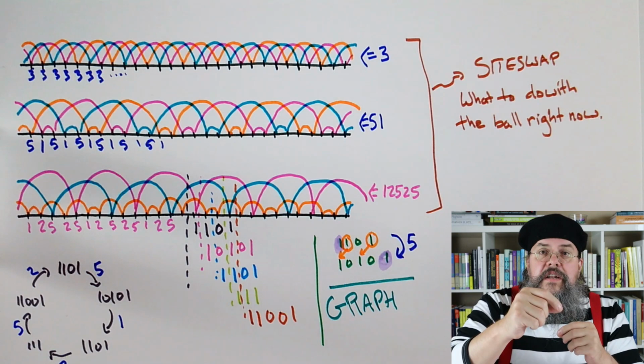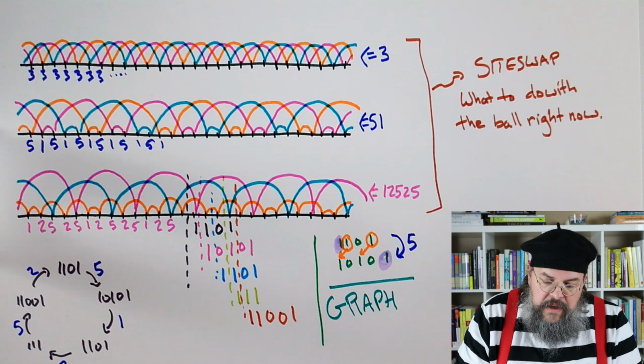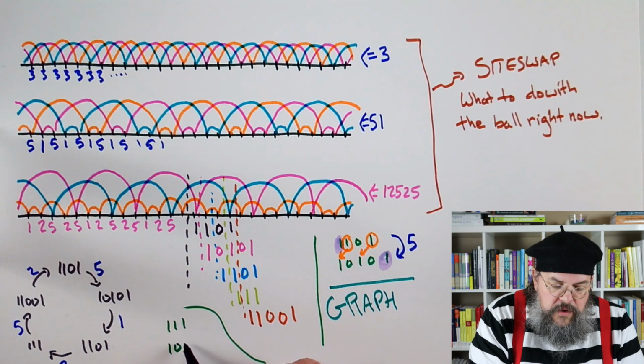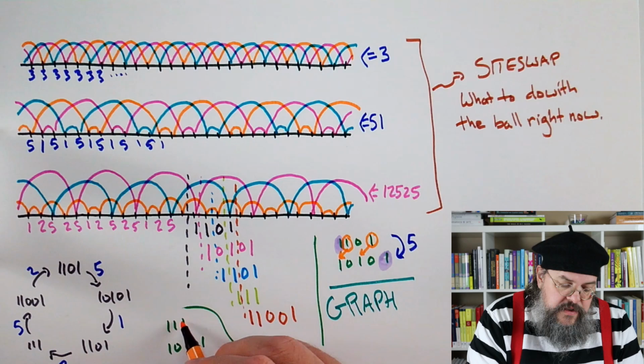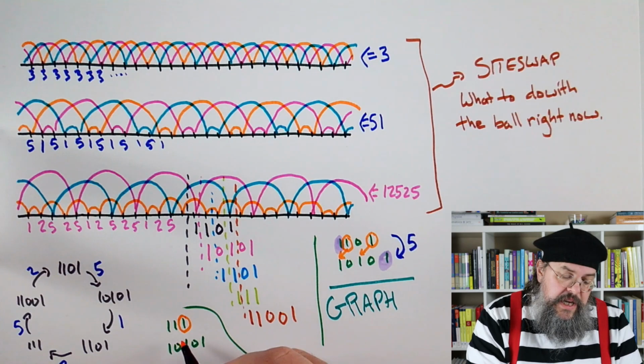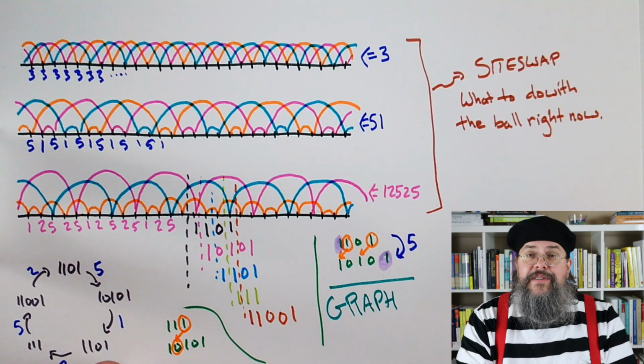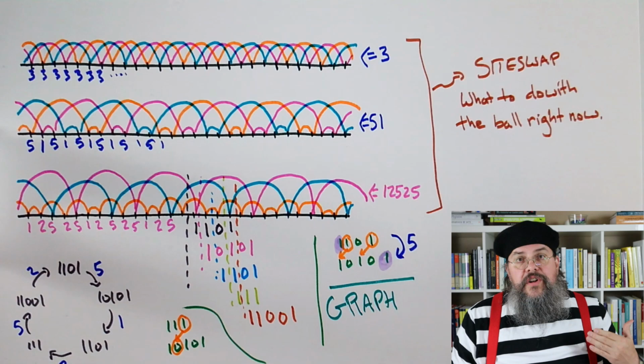Now, you can't always do it. What do I mean? As an example, is it possible for us to go from this state 111 to 10101? Is that possible? Why or why not? Well, if it were possible, what would have to be true? Notice that there's a ball currently scheduled to land at 3 beats in the future, which would mean that if we were able to go from this state to that state, we'd have to have a ball landing 2 beats in the future, which isn't happening. So not every state can go directly to another state.